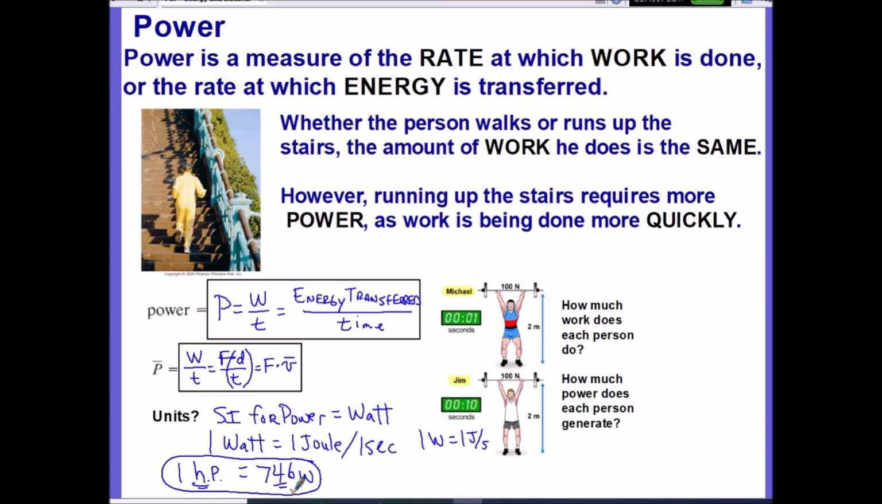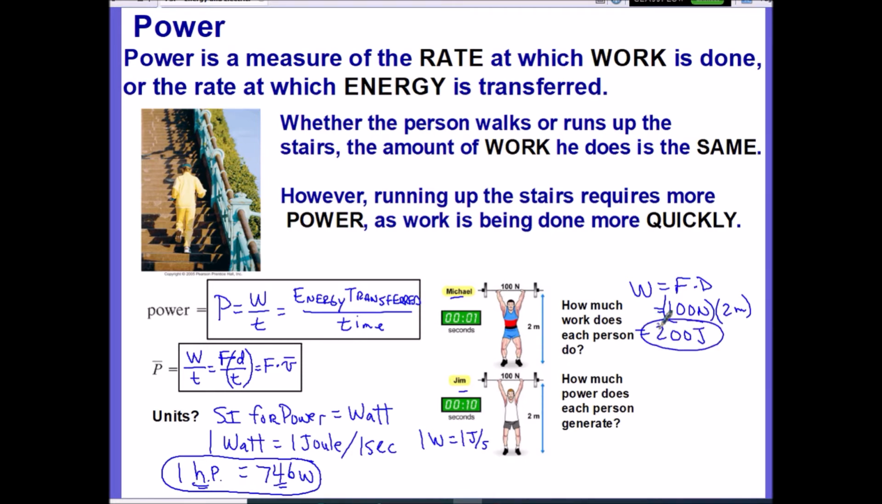Let's take a look at Michael and Jim. Michael and Jim are both lifting some weights here. And you can tell by looking at this that it appears that Michael is the more powerful athlete. He is doing a certain amount of work, but he does it very quickly, whereas Jim, not as powerful, does the same amount of work, but does it in more time. How much work does each person do? Well, work is, again, force times distance. They both exert 100 newtons of force through a distance of 2 meters, so they both do the same amount of work. That's 200 joules of work.